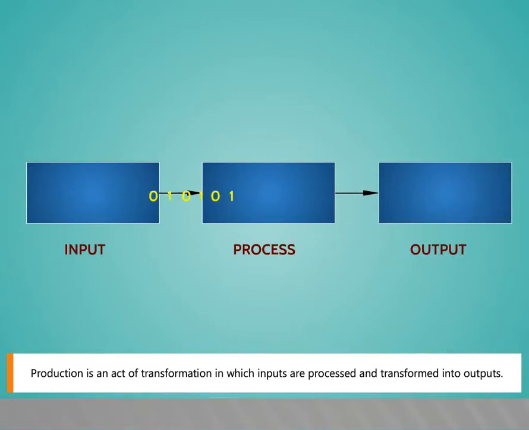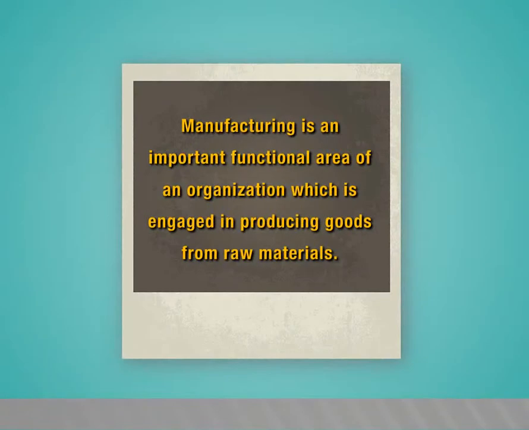Production is an act of transformation in which inputs are processed and transformed into outputs. Manufacturing is an important functional area of an organization which is engaged in producing goods from raw materials.